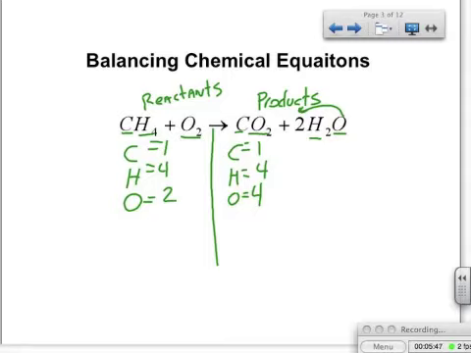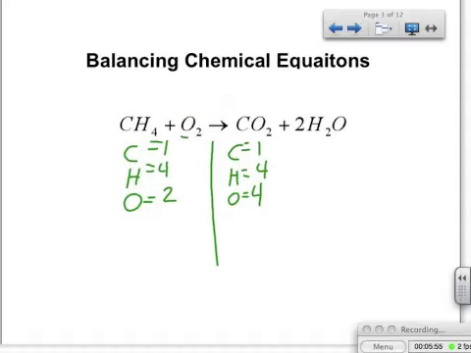So what I want to do is erase some of my little notes right here, and we're going to add some coefficients to try to balance this equation. Okay, remember, we cannot go down with our numbers, we can only go up. So my carbons match, my hydrogens match, my oxygens do not match. So what I want to do is try to get my oxygens to match up. Well, this one can't go down, so this one must go up. So if I put a 2 in front of here, 2 times 2 equals 4. So now I got 1 carbon on the other side, 4 hydrogens, 4 hydrogens, 4 oxygens, and then we have 4 oxygens here. So this one now balances.